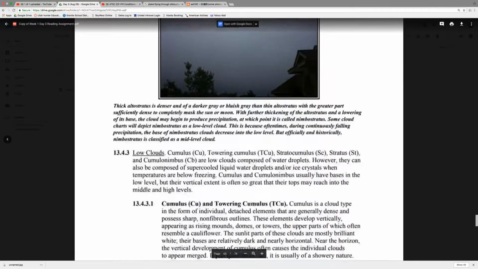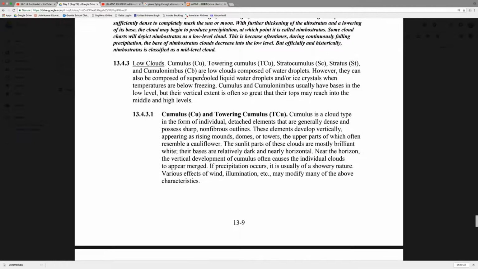So it's like Salt Lake in the wintertime when it's not inversion. So low clouds, we've got cumulus, towering cumulus, stratocumulus, stratus, and cumulonimbus.